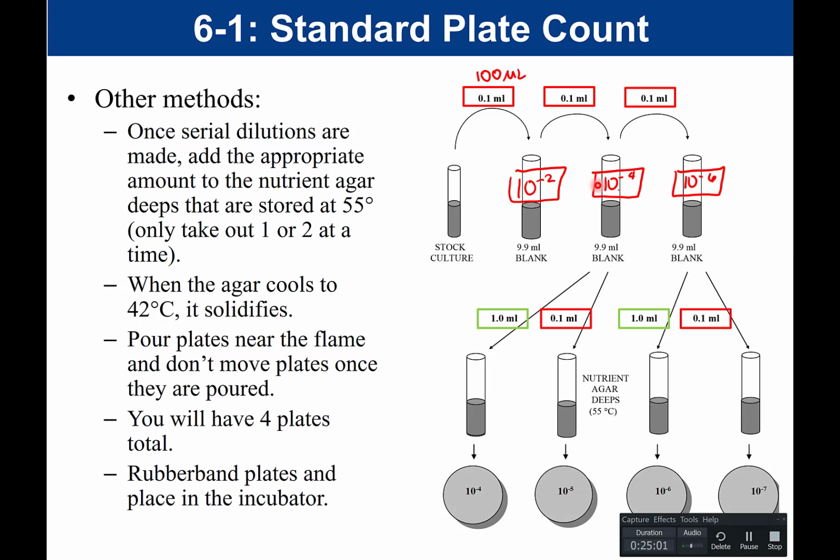Now, after I make my serial dilutions, then what I would do is I would get out my 4 sterile Petri plates and I would label my Petri dishes. And I would make sure to label them on the bottom side, so not the lid, the bottom side of the plate. And I would label them with my initials. I would label them with the date. And I would also label them with my final dilution factor that's on my plate. So that would be my 10 to the negative 4, my 10 to the negative 5, 10 to the negative 6, and 10 to the negative 7. So I would label all 4 plates.